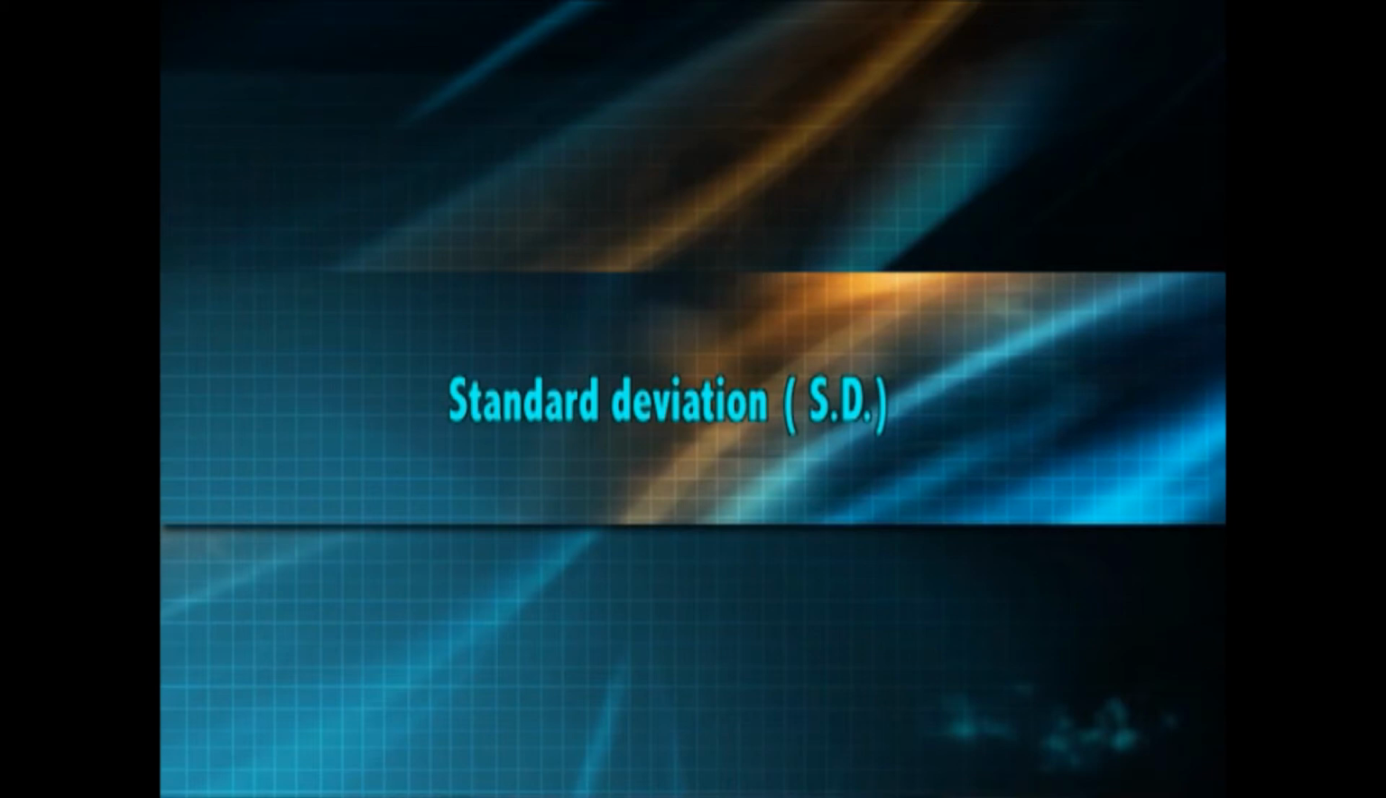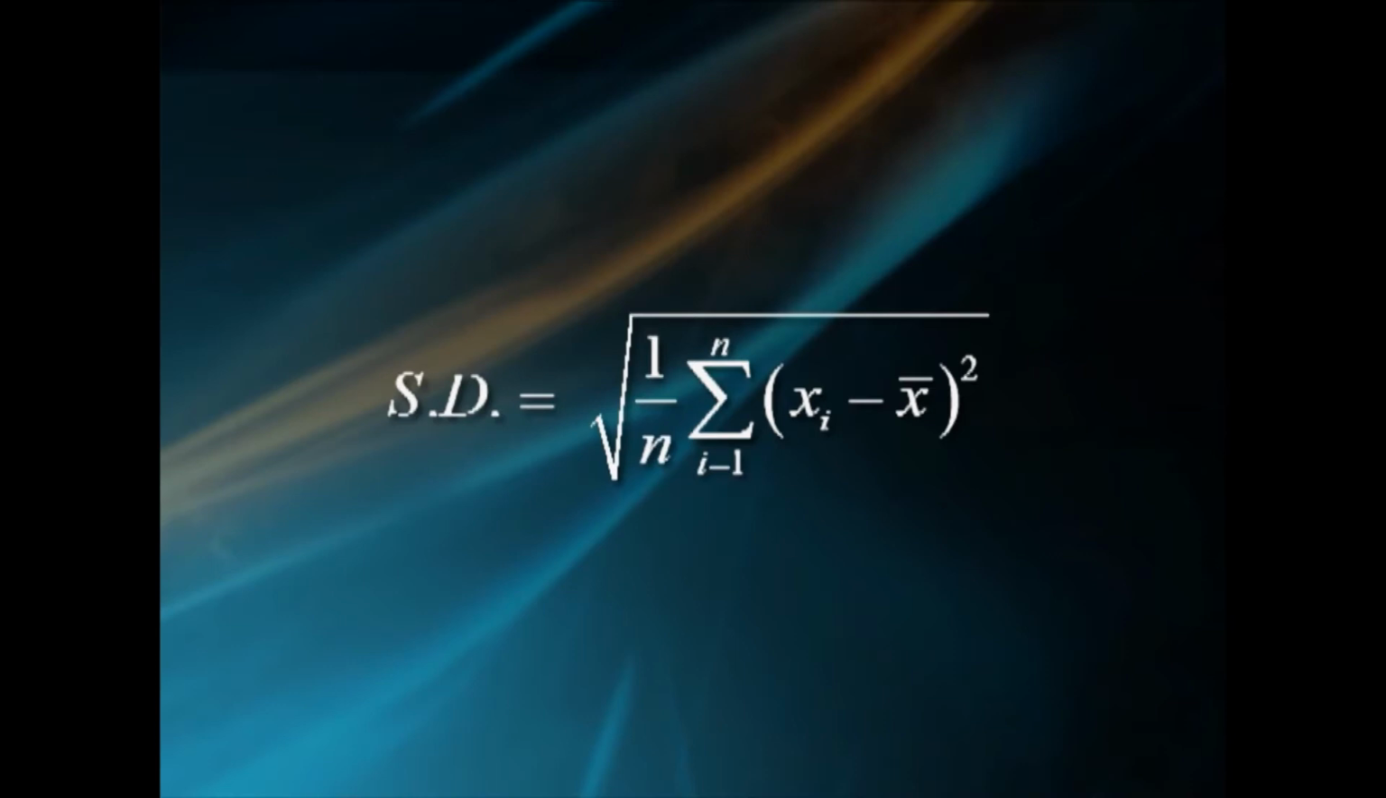Standard deviation (SD). For a set of observations, standard deviation is defined as the square root of the arithmetic mean of the squares of deviation of the observations taken from their arithmetic mean. If x1, x2, ..., xn are the n observations with arithmetic mean x bar, then standard deviation of the observations is defined as SD equal to square root of 1 by n sigma i from 1 to n (xi minus x bar) square.